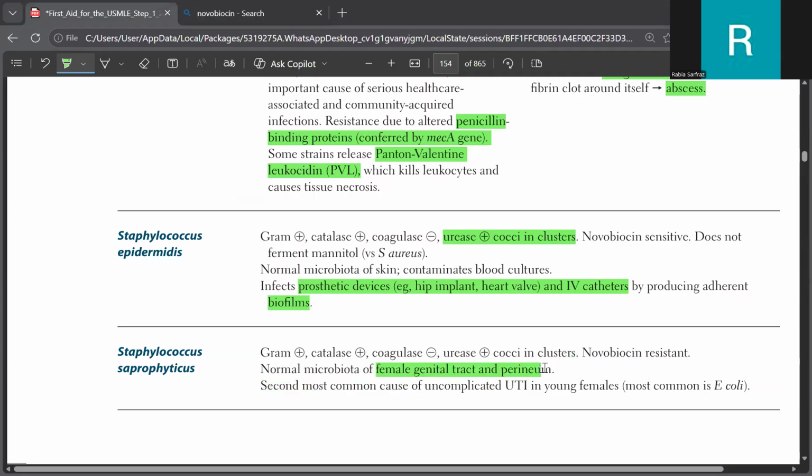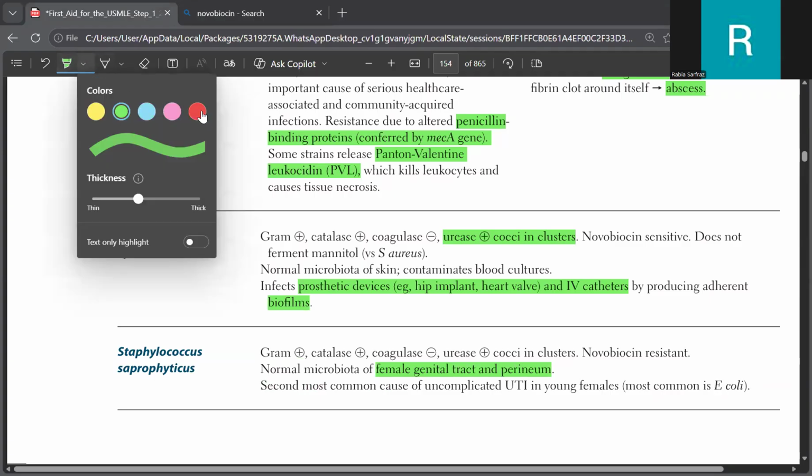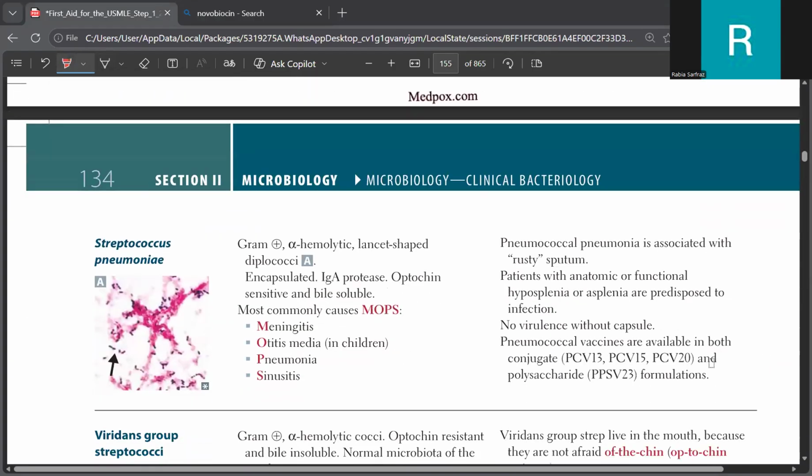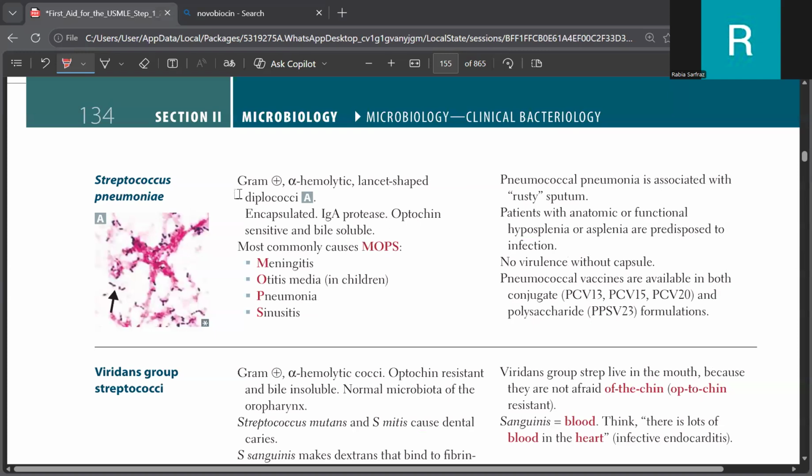It is the second most common cause of uncomplicated UTI in young females; most common is E. coli. And this is an important point, that it is the second most common cause of uncomplicated UTI in young females, most common is E. coli. Then we have Streptococcus species, Streptococcus pneumoniae.